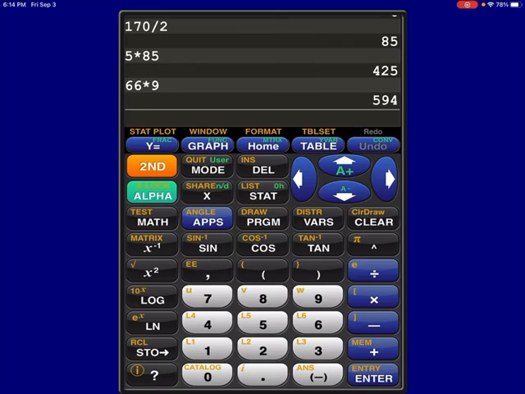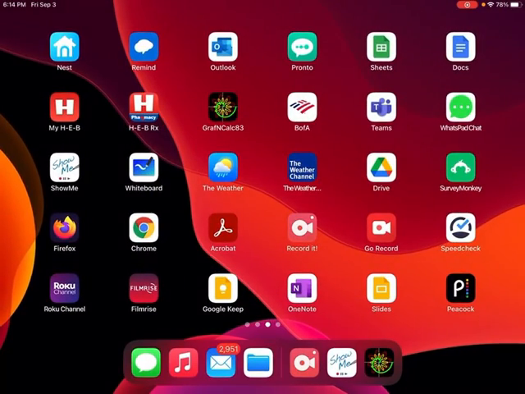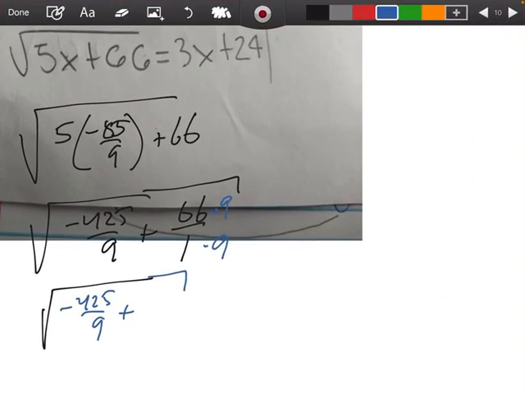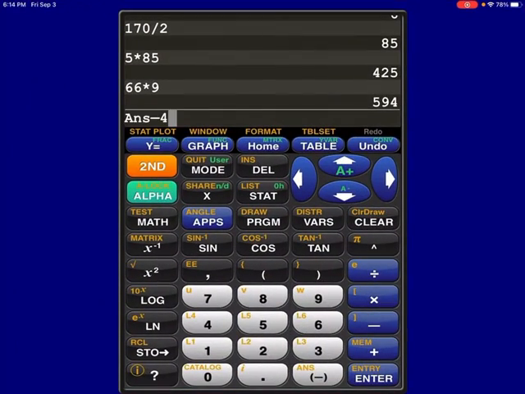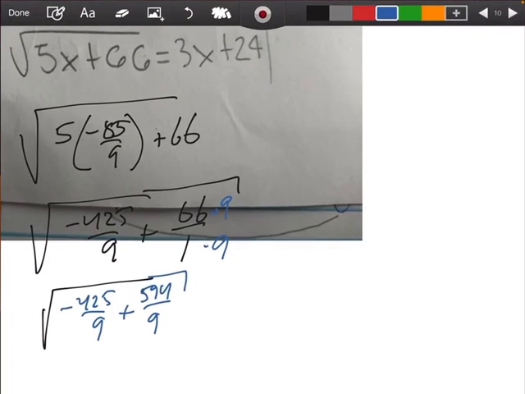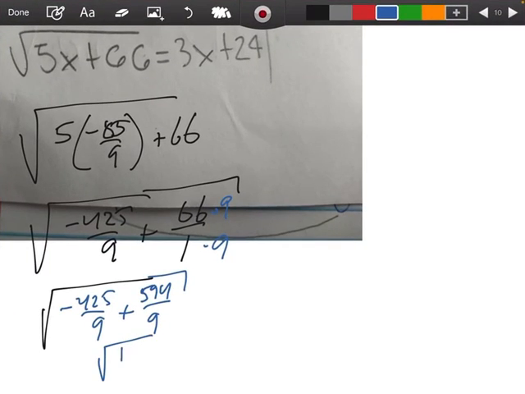594, excuse me, 594 over 9. And now we've got to subtract those two. What's 594 minus 425? 169. So this is 169 over 9. The square root of 169, y'all, is 13, and the square root of 9 is 3. So that's what we have on the left side.